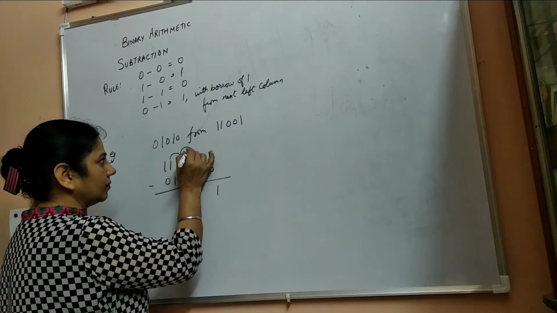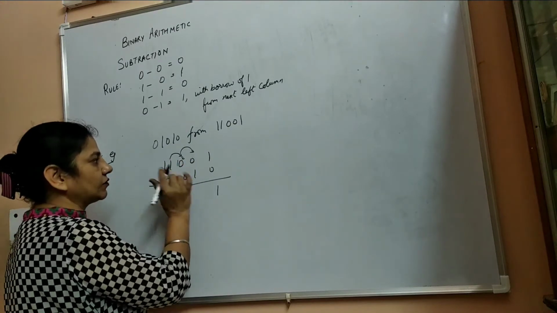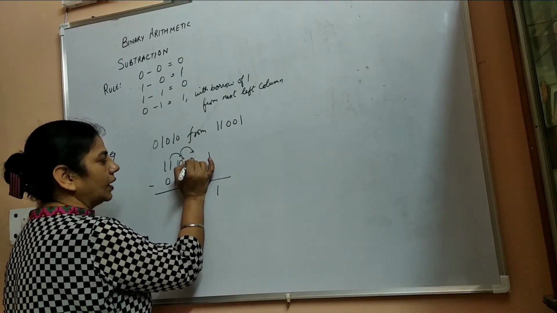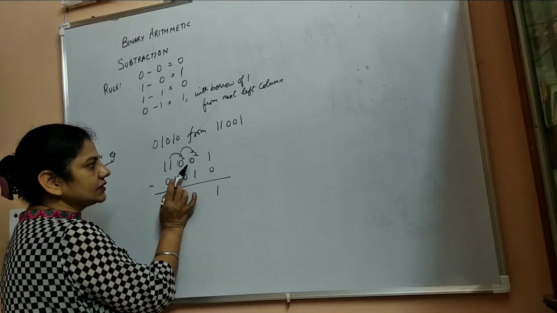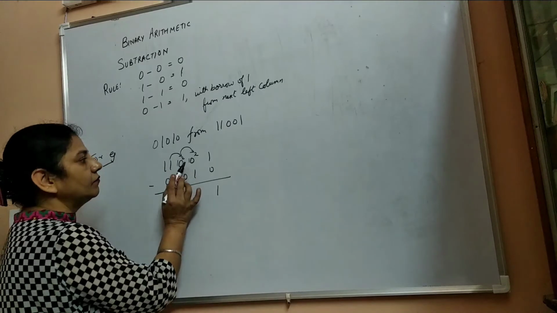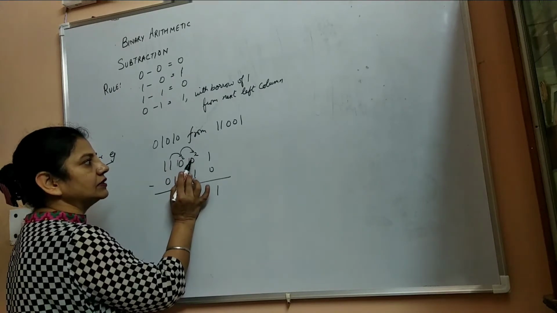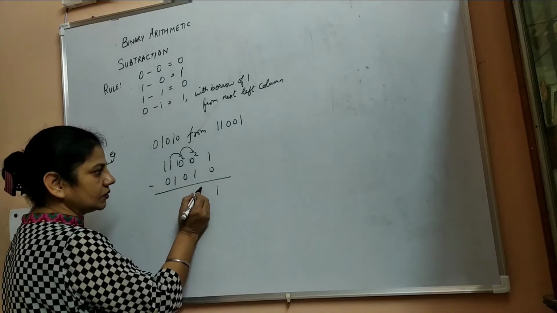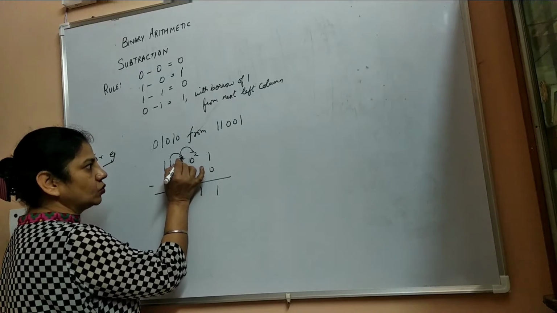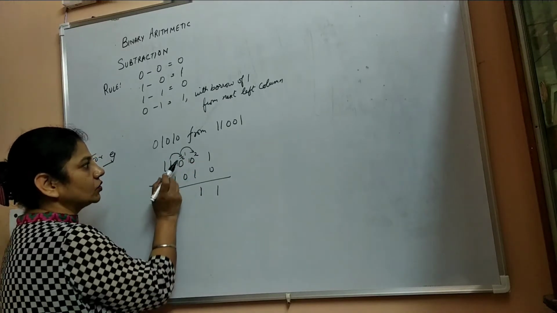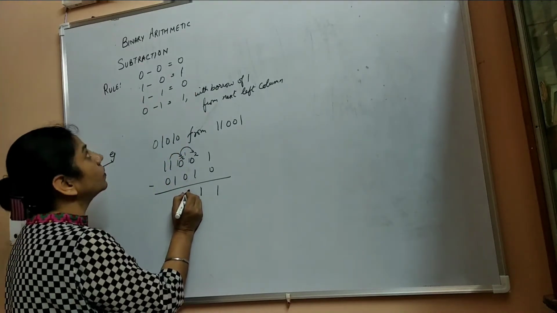Now this again has to borrow from the next left column. It becomes again 1 0, which means again 2. In decimal, when 1 is borrowed we say 10, but in binary 1 0 is 2. So 2 minus 1 is 1. Now this 2 has been borrowed from here, so this will be left as 1 only. So 1 minus 0, according to binary, is 1.